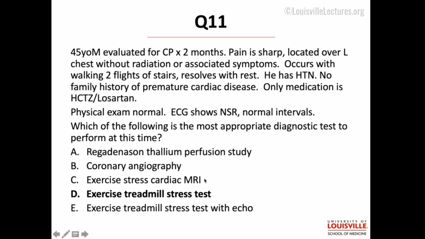Exercise stress cardiac MRI exists in certain places, but that's probably overkill in this instance. So most of you are probably trying to choose between D and E, and this was one of those tricks where because the EKG is normal, you can interpret the EKG.